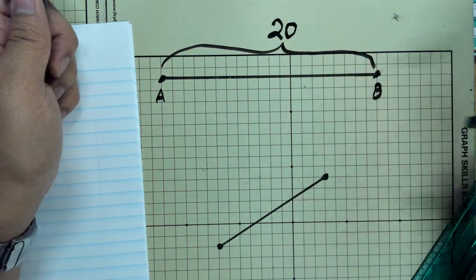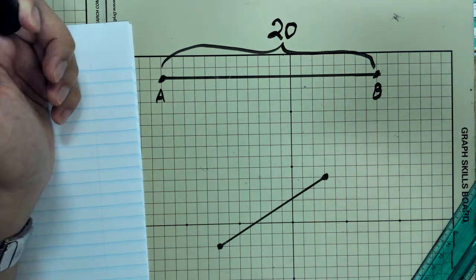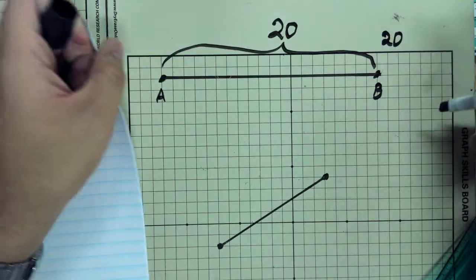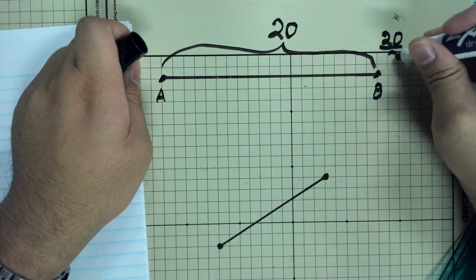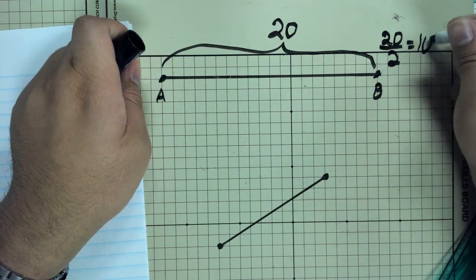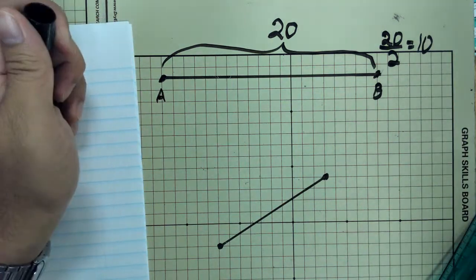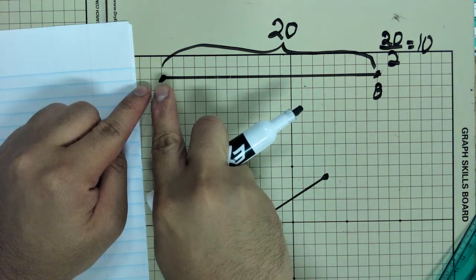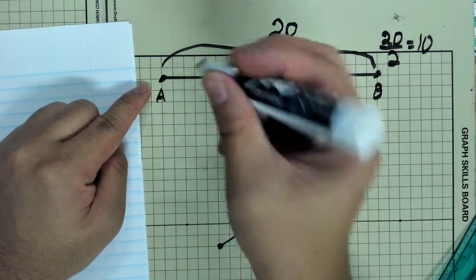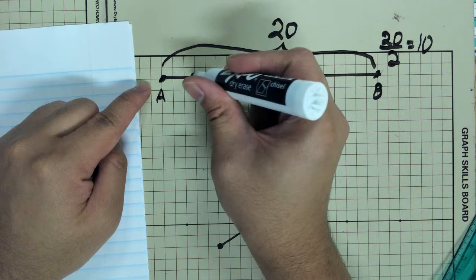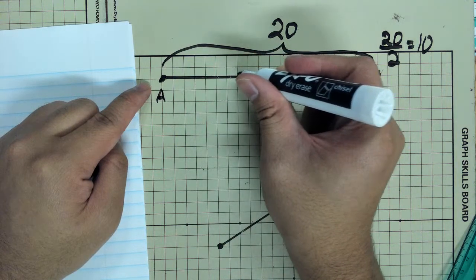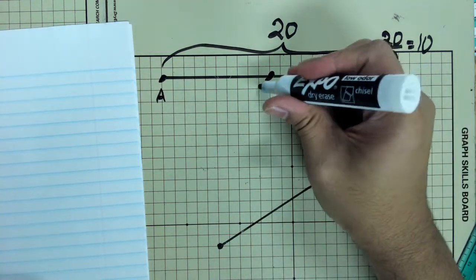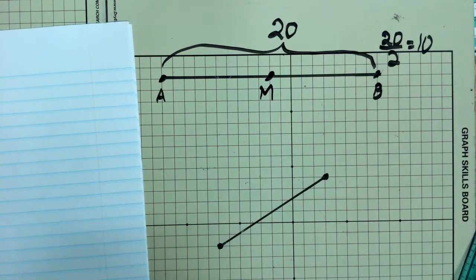Midpoint is in the middle. When we say middle, that's the half. So what we do is 20, we cut it in half, divided by 2 to get 10. 10 is not my answer. My answer is, from A, I need to count over 10 units. 1, 2, 3, 4, 5, 6, 7, 8, 9, 10. And there you have your midpoint.